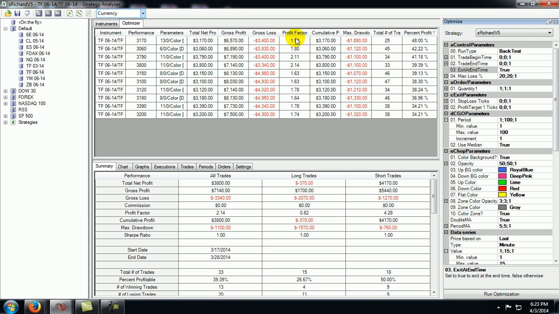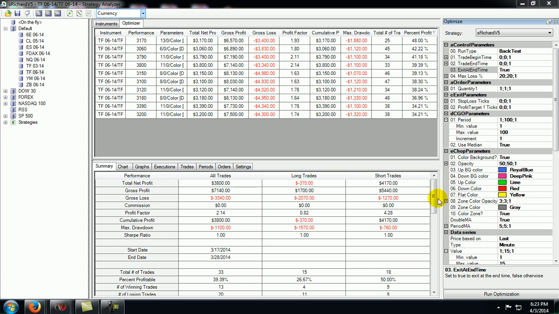I like to have my profit factor above 2 or pretty damn close to it. As I said, I like to keep the total number of trades down low. Percent profitability, that's sort of a gray area because it can be a low number, but you can still be significantly profitable. Obviously, you want to look at your drawdown and your gross loss.